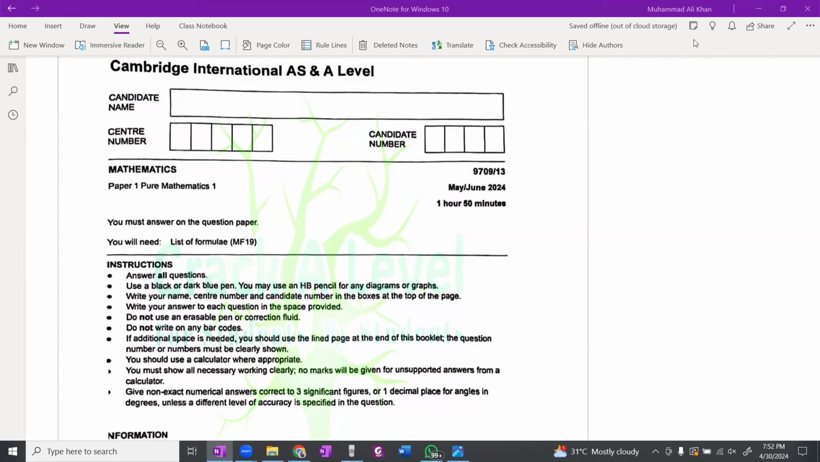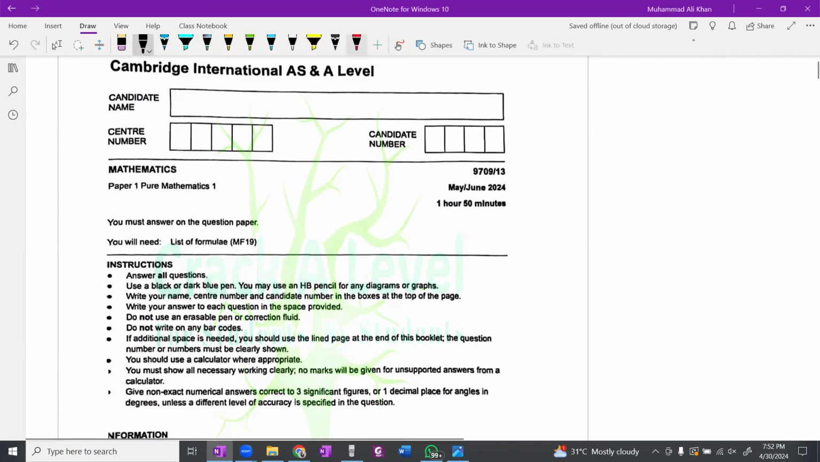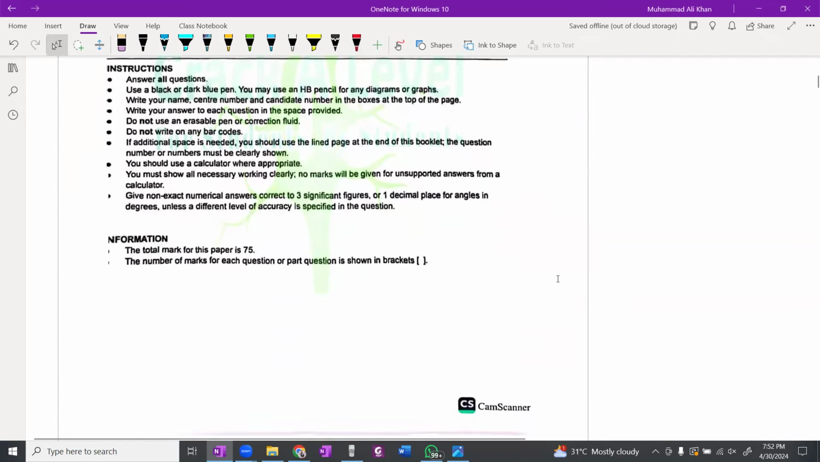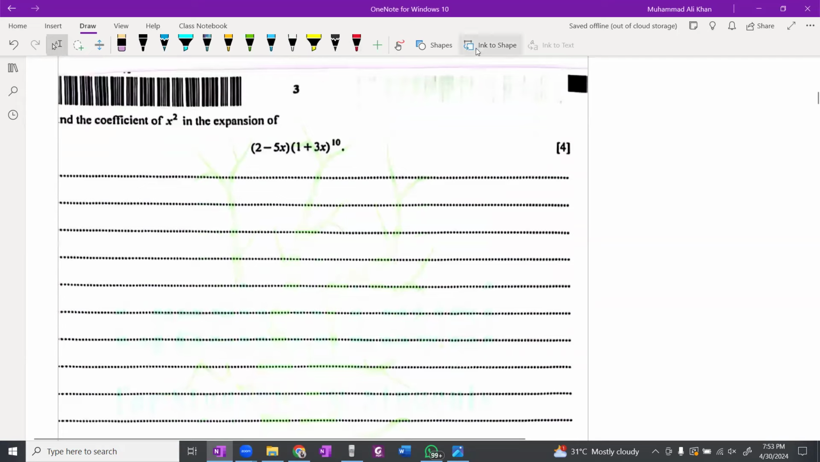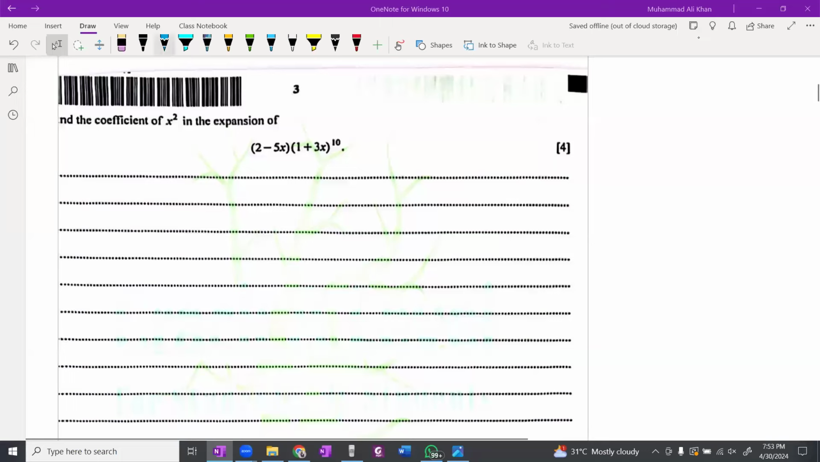9709 13 May June 2024. Now this paper was held on 29th of April. So now we are starting question number one. Question number one is about series from the topic of binomial.